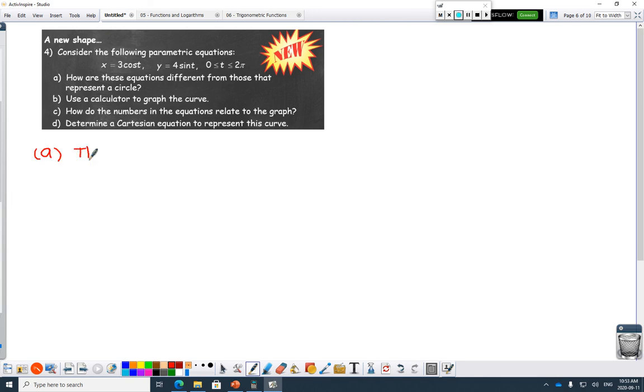And I'll use the fancy words. The leading coefficients in x and y are different. Ooh, I like how this pen writes. It's better than the other one.